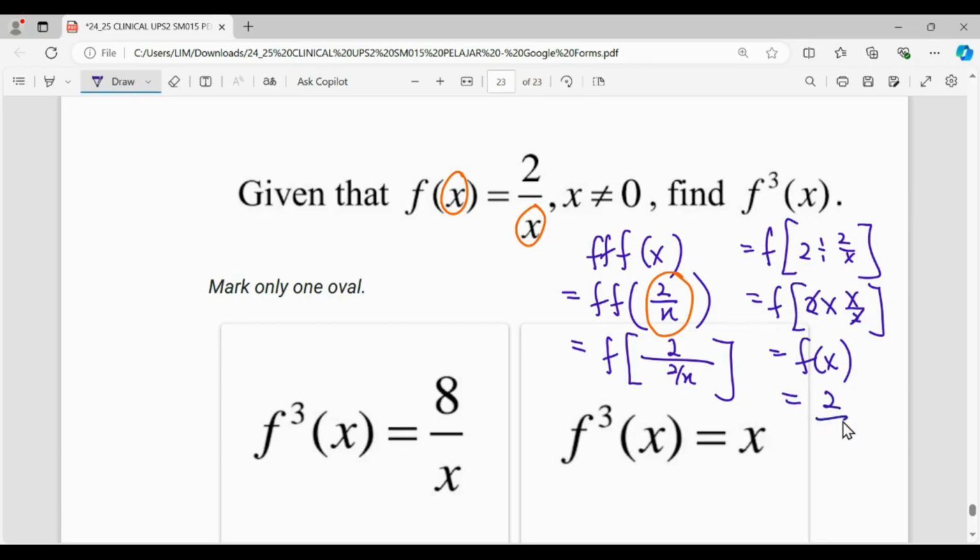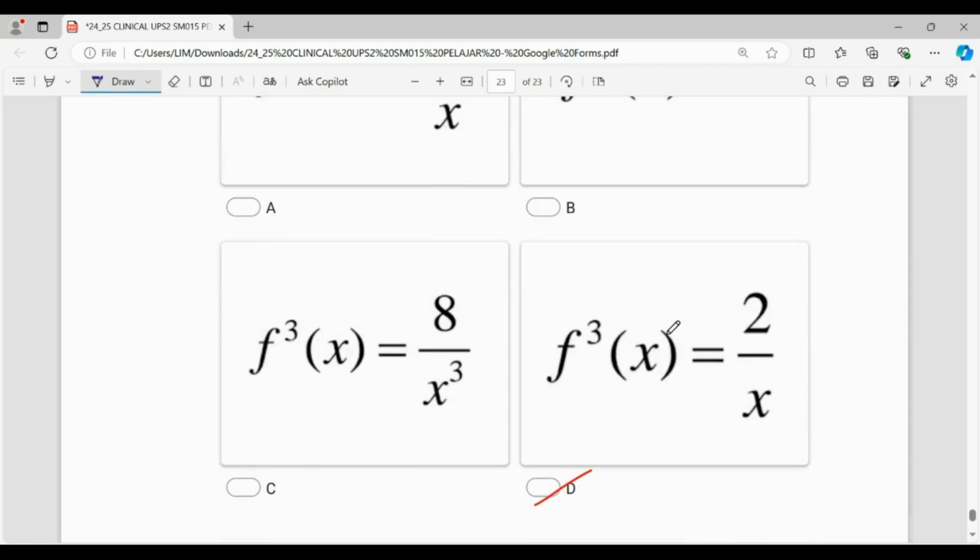So what is your f(x)? f(x) is 2 over x. So therefore we have this option.